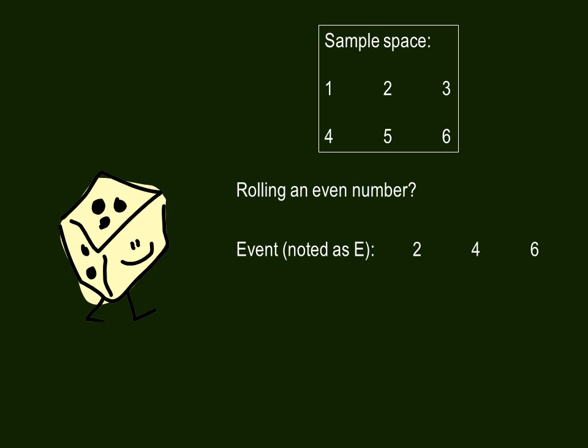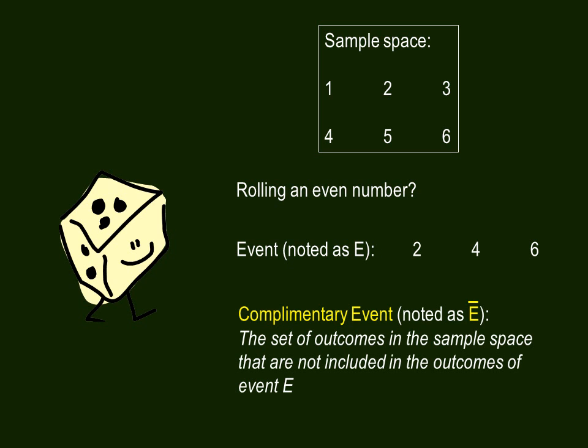Should we just ignore the other numbers? Well, of course not. The values 1, 3, and 5 are considered the complementary event, which is denoted by E bar. The complementary events are the set of outcomes in the sample space that are not included in the outcomes of event E. Here's a trick to help you figure out if you have determined correctly the complementary event. When taken together, the outcomes of your event and of your complementary events make up the whole sample space.